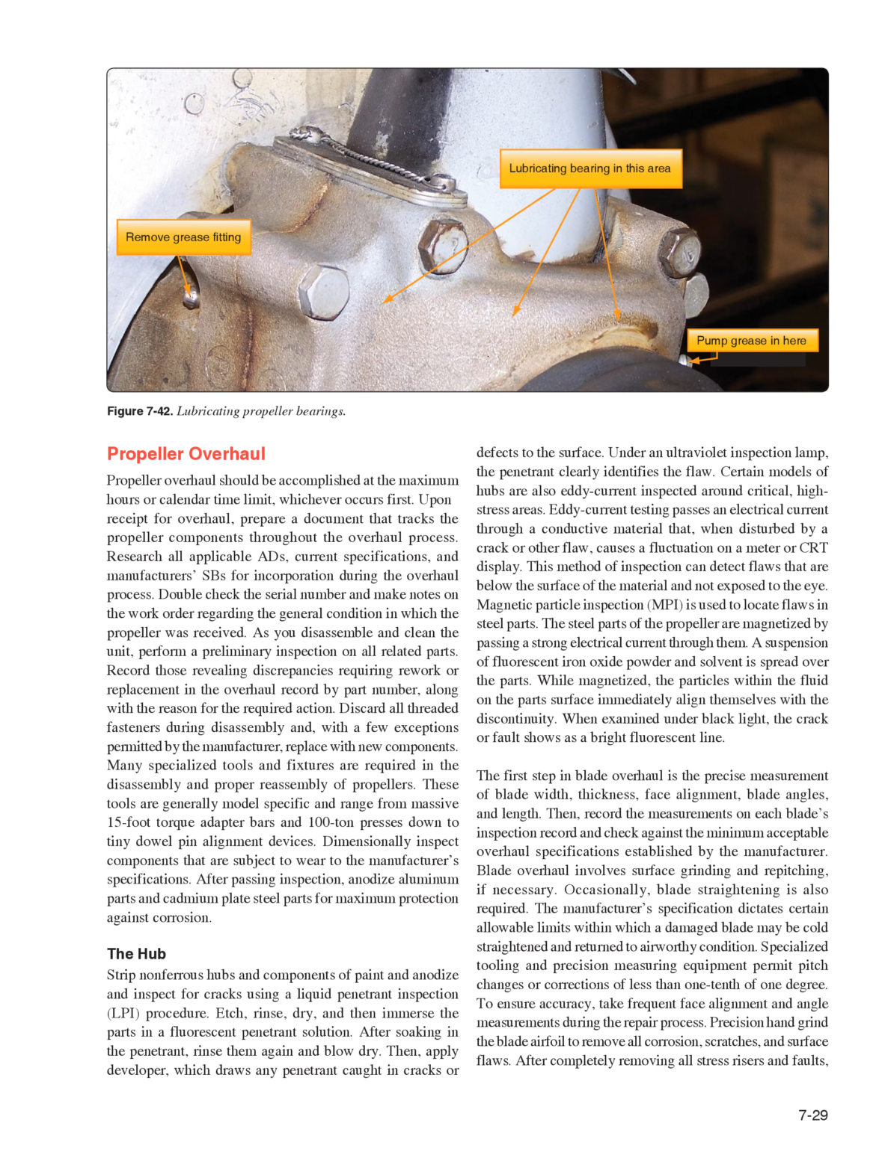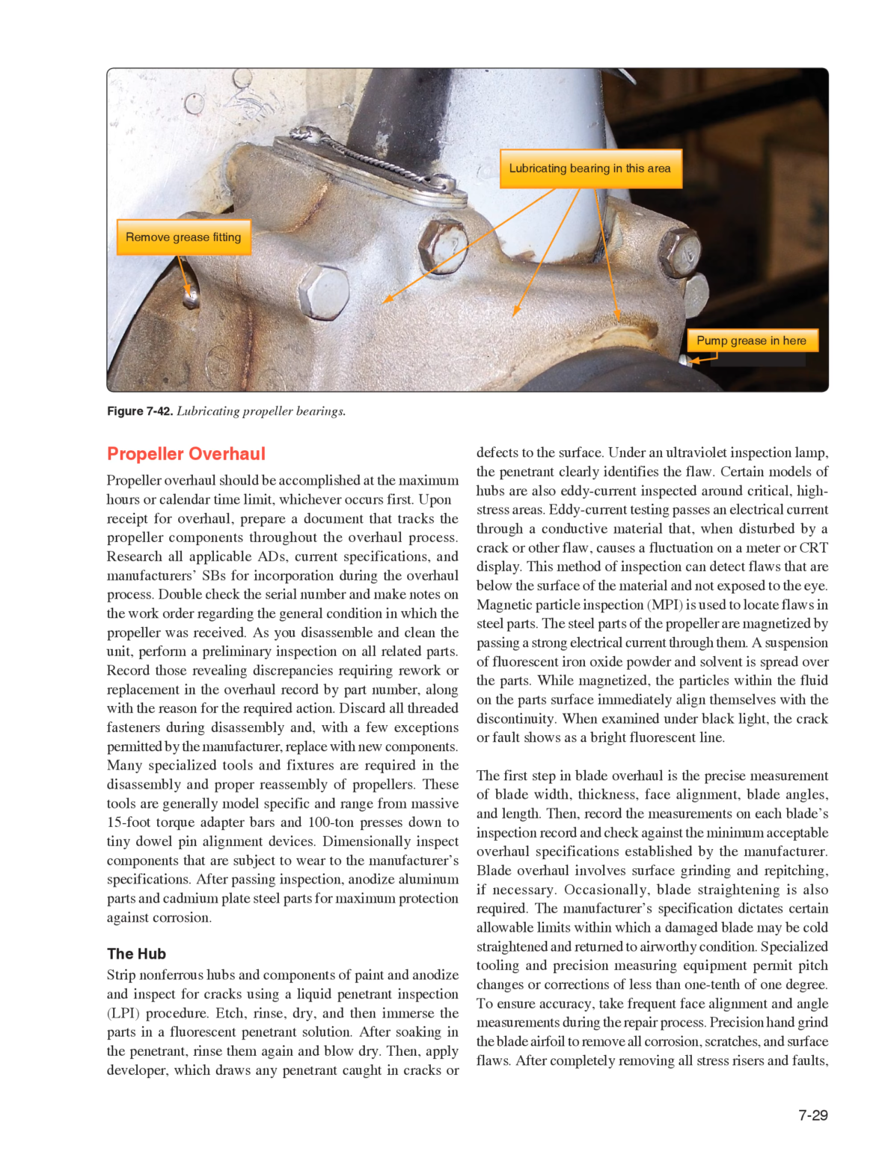Double-check the serial number and make notes on the work order regarding the general condition in which the propeller was received. As you disassemble and clean the unit, perform a preliminary inspection on all related parts. Record those revealing discrepancies requiring rework or replacement in the overhaul record by part number, along with a reason for the required action. Discard all threaded fasteners during disassembly and, with a few exceptions permitted by the manufacturer, replace with new components.